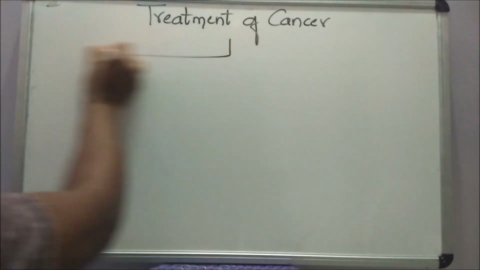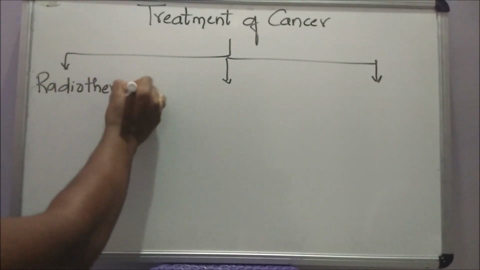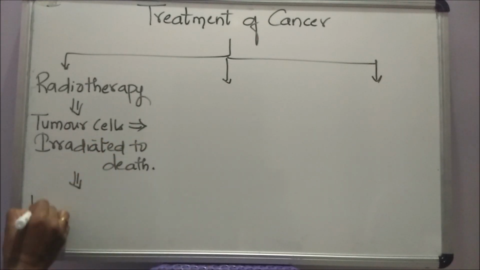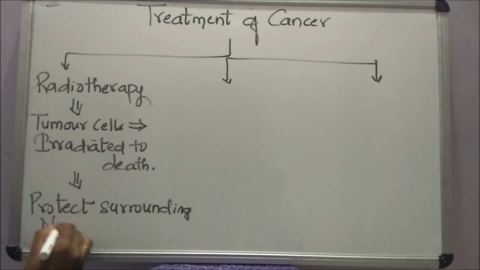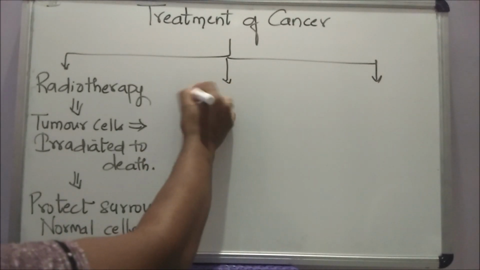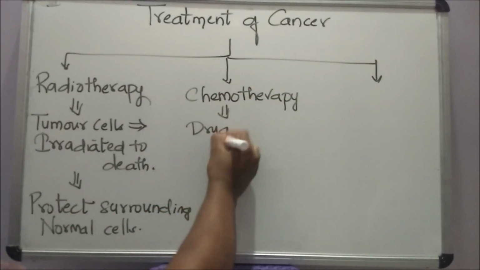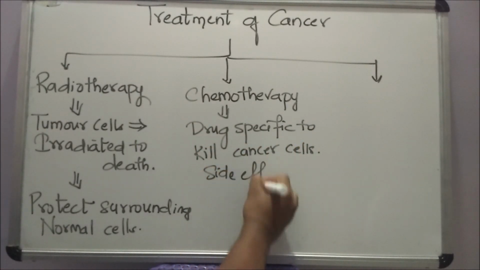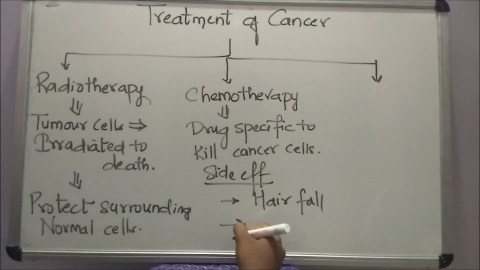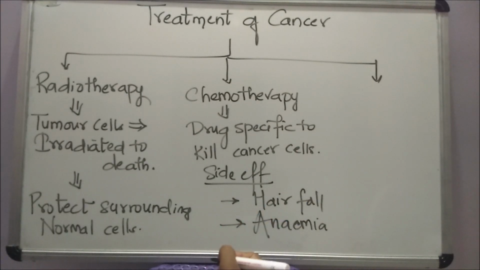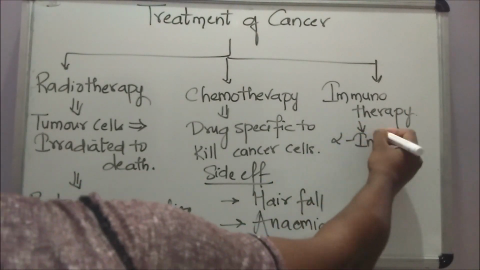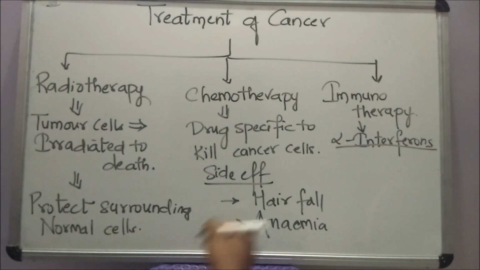Now, let's learn about the treatment for cancers. There are three therapies used. The first is radiotherapy. Here, the tumor cells are irradiated to death. Also, proper care is taken to protect the surrounding normal tissues. The second one is chemotherapy. Drugs specific for particular tumors are used to kill the cancers. But you have two side effects here: one is hair loss and the other is anemia. The third one is immunotherapy. Biological response modifiers such as alpha interferons are used.